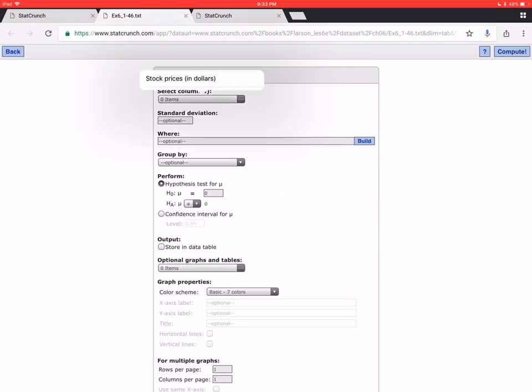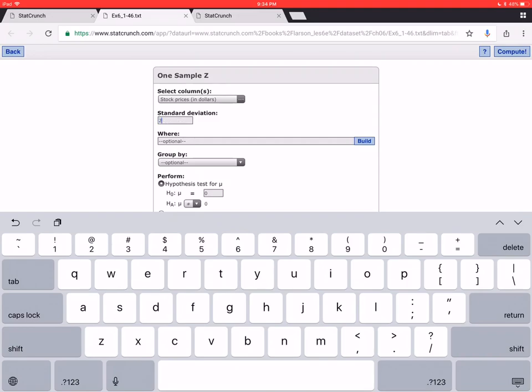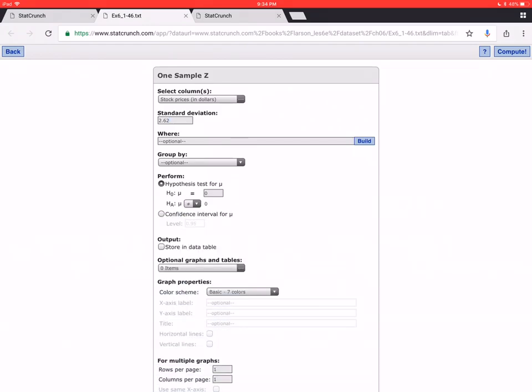So now it's going to ask me, okay, where have you placed your data? I'm going to choose variable 1, or in this case, I've got my actual values labeled there as stock prices. I do have to put in the standard deviation. It says optional, but it's really not for Z, because if you don't put it in, it's going to calculate from the sample, and we don't want that. So I'm going to put in sigma at 2.62, and then once again, I'm going to select the confidence interval.